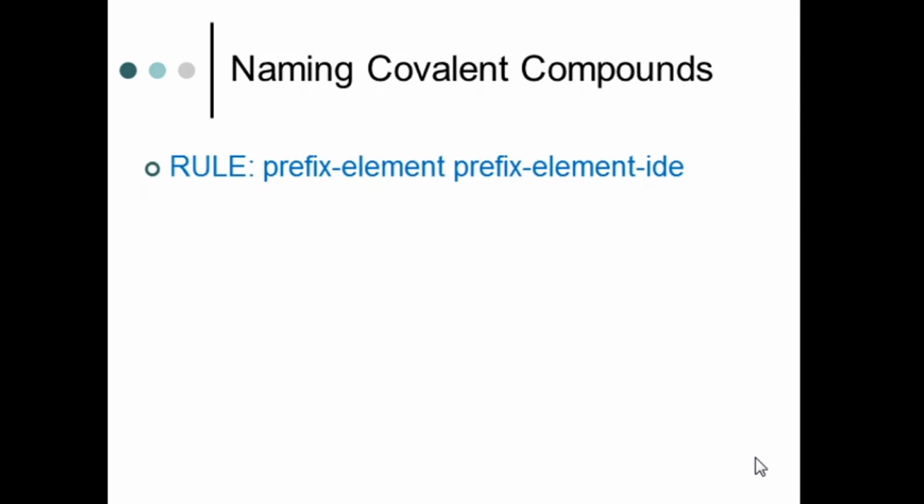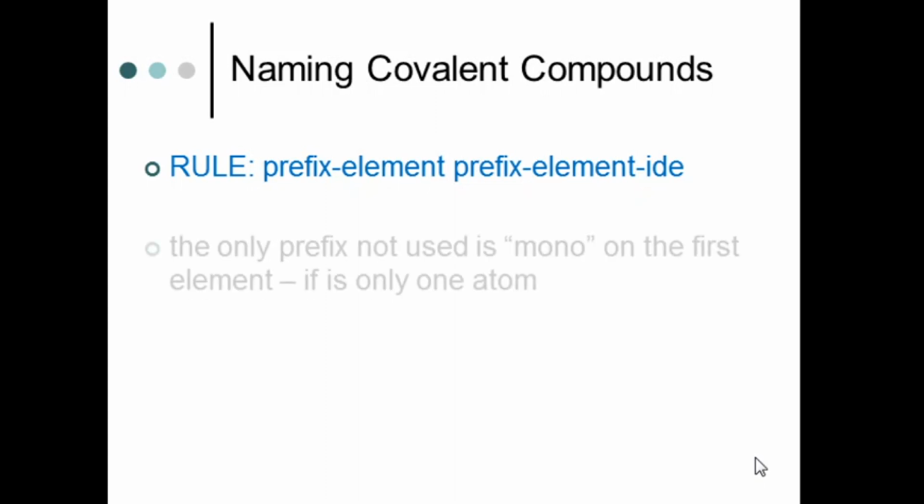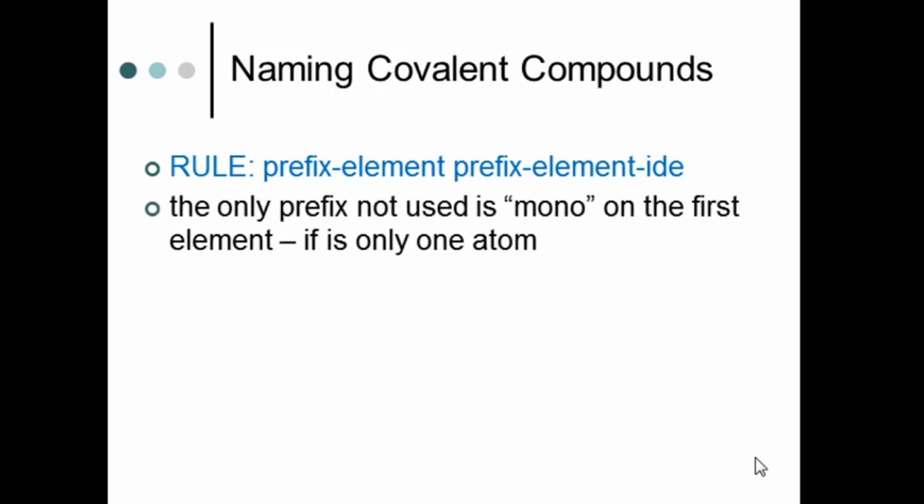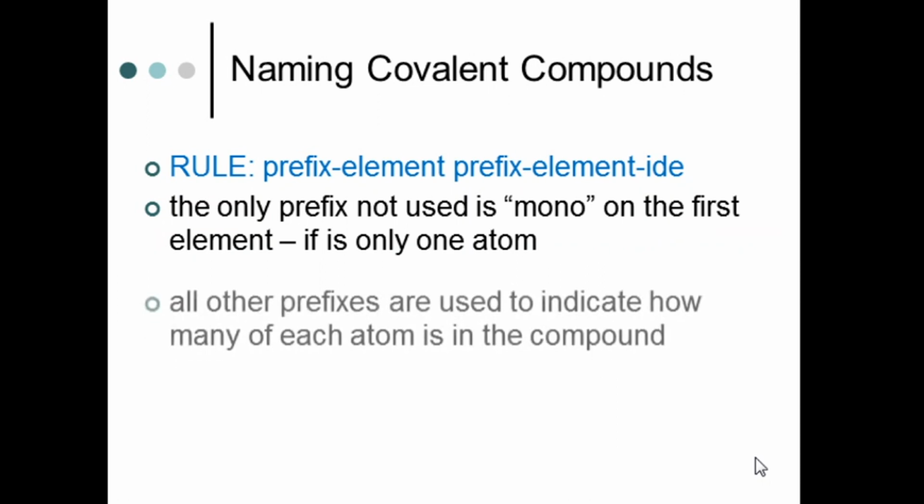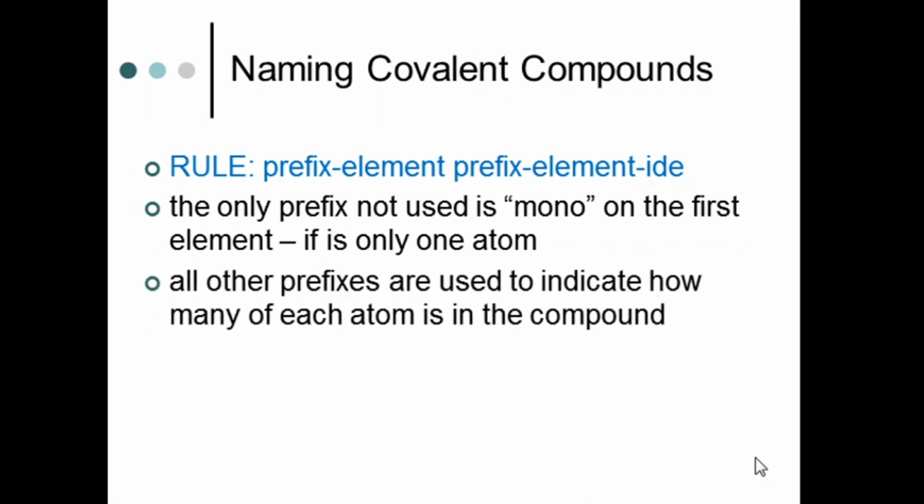Here's what they sound like. All covalent compounds names sound like this: prefix, element, ide. The only prefix that we do not use is mono on the first element. Like if that first element, if there's only one of that atom, we just don't use mono on the first. If the second element has only one atom, we do use mono on the second. So it's sort of arbitrary. We don't use mono on the first element. All other prefixes are used to indicate how many of each atom is in the compound.